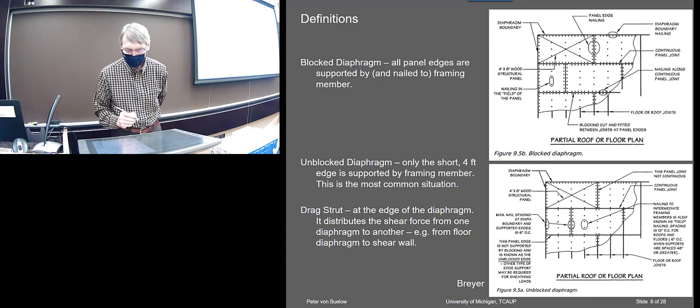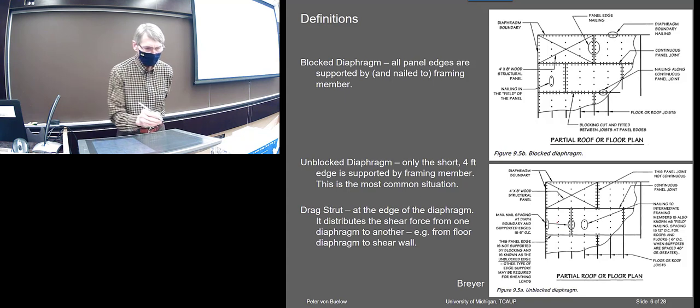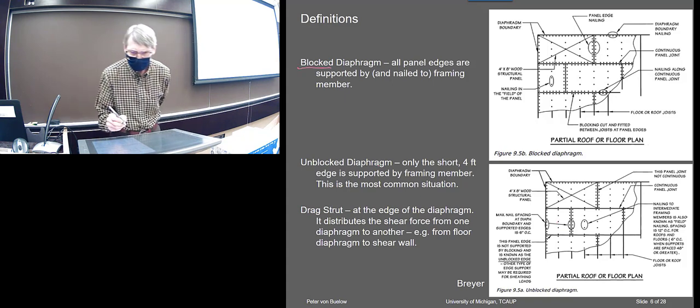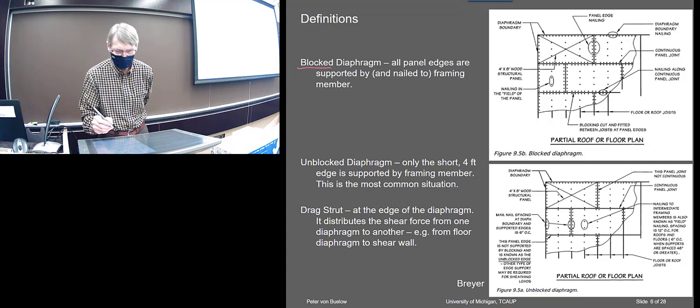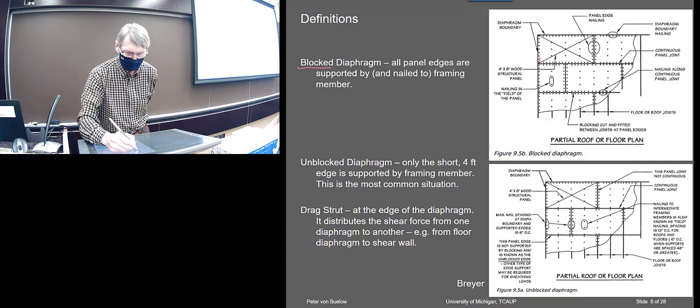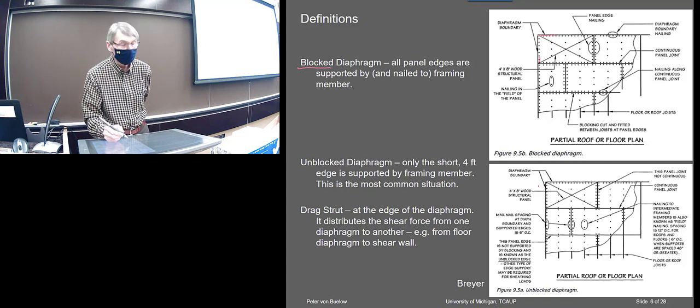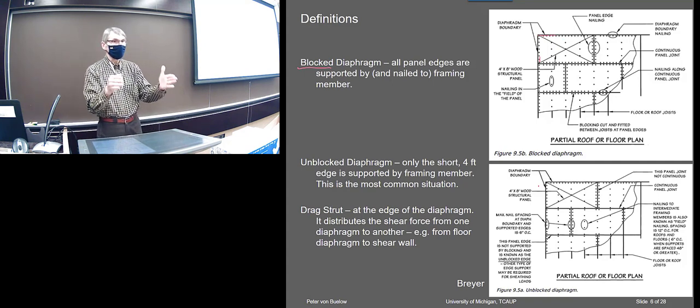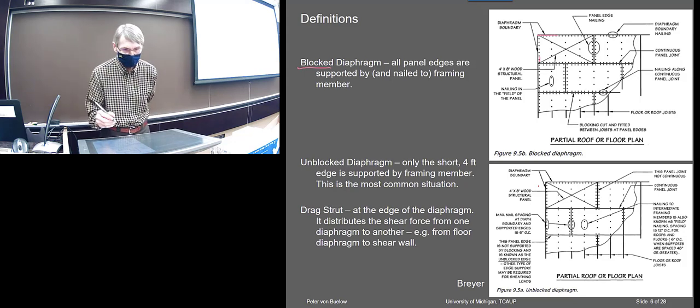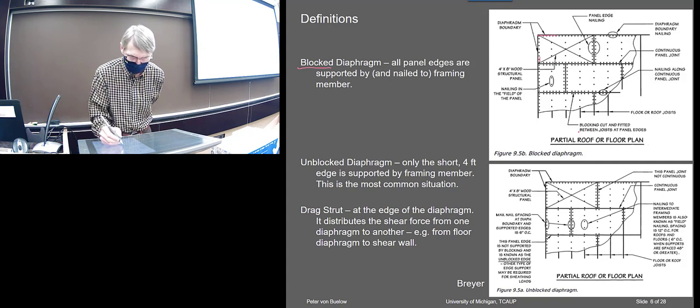The other thing that affects the strength is called blocking. This is just how it's fastened down. So the edges are always on a member, right? On a joist or on the edge. So the edges always get nailed down. In this case, there is blocking. This is the blocked case. So all of these edges are nailed down, not just the perimeter edges, but the edges of the panels here.